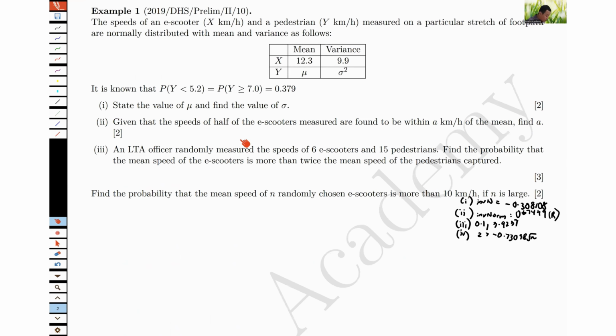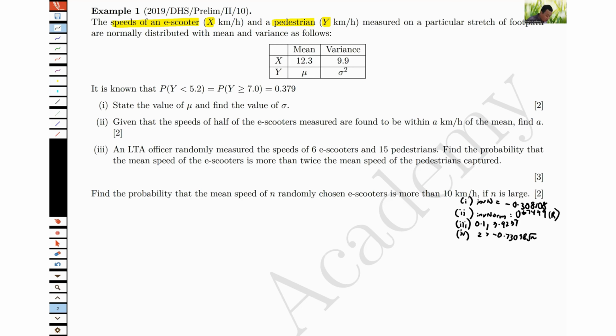They're describing these two speeds for us. You have the speed of an e-scooter called X, and the speed of a pedestrian given by Y. Both are normally distributed with the means and variances given. For Y, everything is unknown. So they gave you two probabilities that are equal, and ask you to find mu and also sigma.